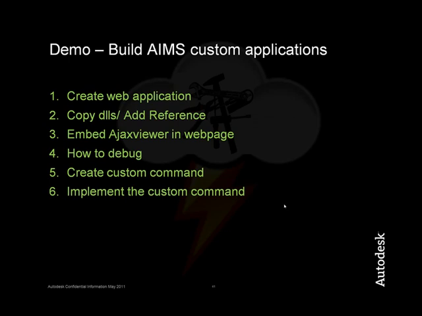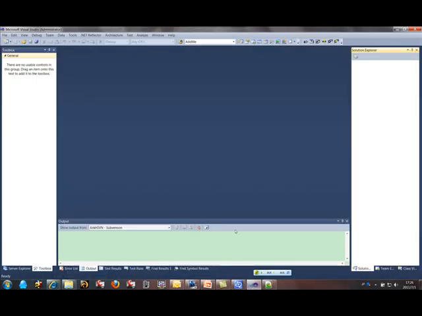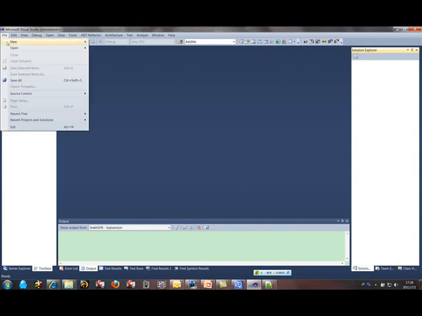Now I'll show you a demonstration of how to build custom applications based on the 64-bit Autodesk Infrastructure Map Server. Next, I will show you a demonstration of how to build AMS custom applications based on the 64-bit platform. I am using Visual Studio 2010 here. You can also use Visual Studio 2008 if you'd like to.